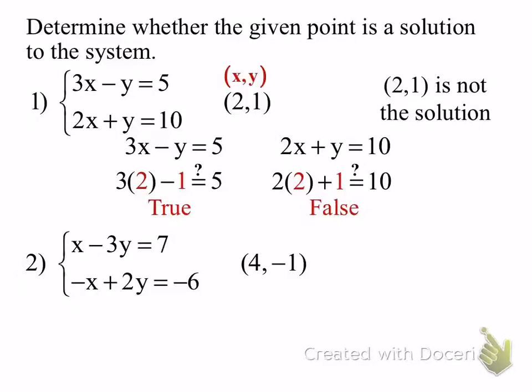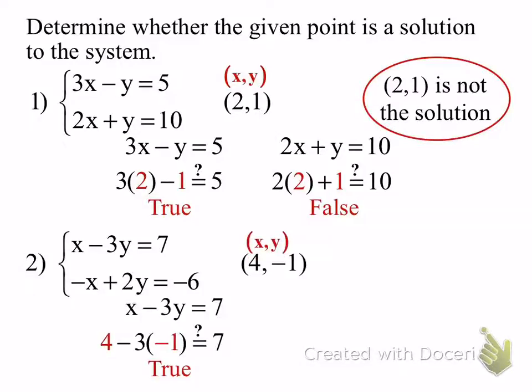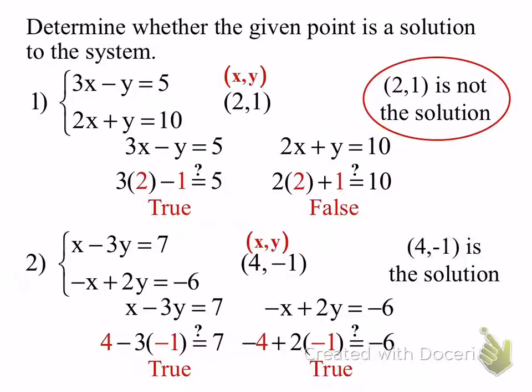Okay, you guys pause the recording and do number 2. Substitute the x and the y. Hold on, sorry. Zenzele found that this is a true statement because once she substituted in, the point worked in both statements, made them both true. So 4, -1 is a solution to the system.